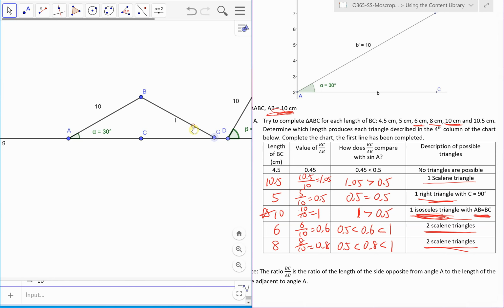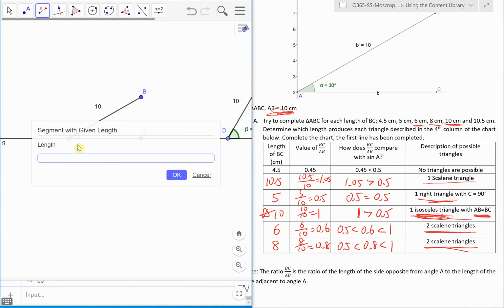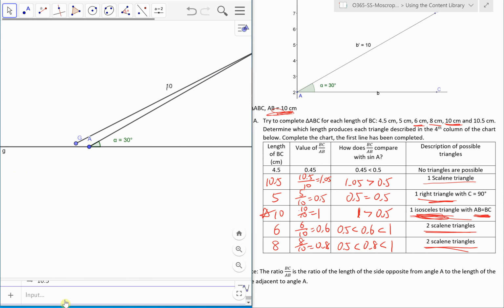So let's delete this BC here. I'm going to get rid of that point as well. Now I'm going to type in 10.5 for BC, and now I'm going to rotate this. You'll see we have one triangle right here, for sure. I'm going to keep rotating, and you'll see this is not only just overlapping, it can actually go all the way to the other side.